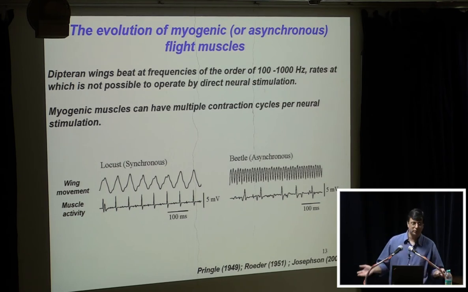If you've learned about muscles, you know that for muscles to twitch or contract, they need a stimulus from a neuron, the motor neuron. But can the nervous system operate this fast? The nervous system comes up with its own set of constraints. A typical action potential is on the order of 1 or 2 milliseconds. So how are you going to pack several action potentials, which are required for a wing stroke, into that short time frame?